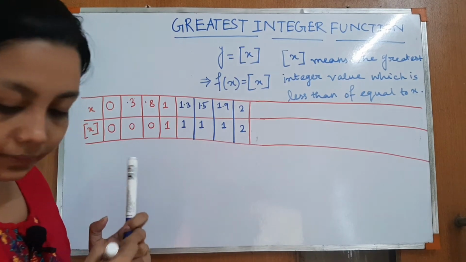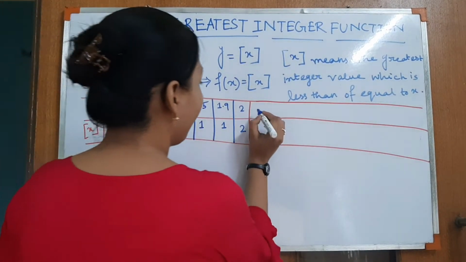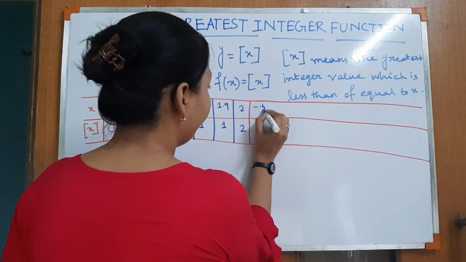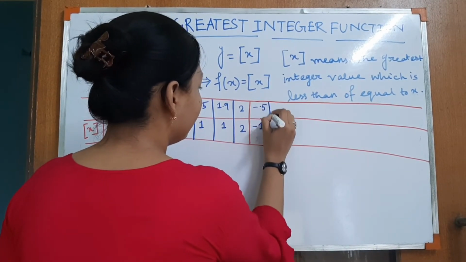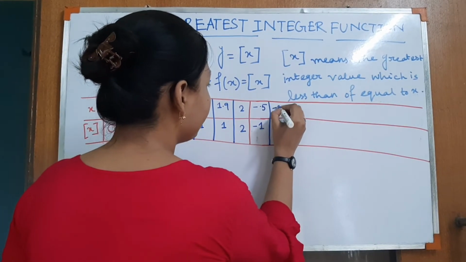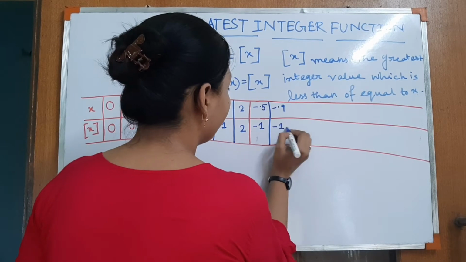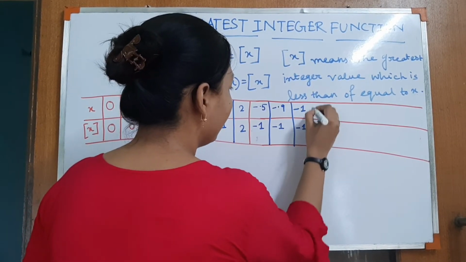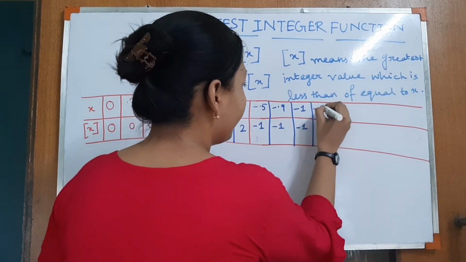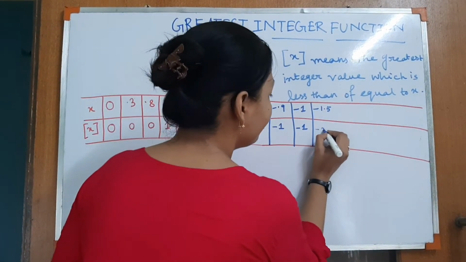In this way, if we take minus 0.5, then the value of box x is minus 1. If we take minus 0.9, then the value of box x is minus 1. If we take minus 1, then the value of box x is minus 1. If we take minus 1.5, then the value of box x is minus 2.